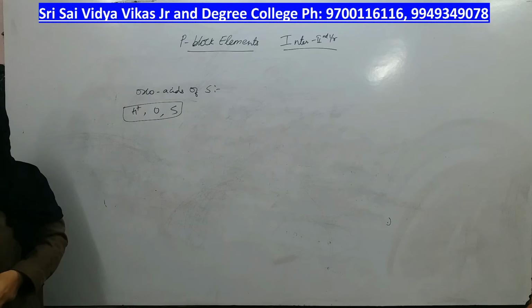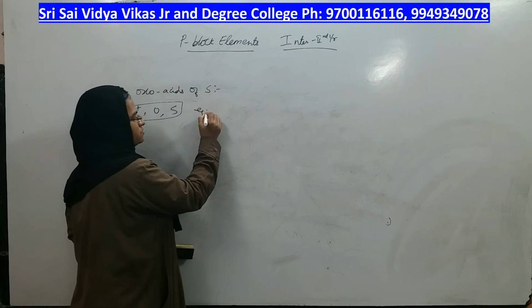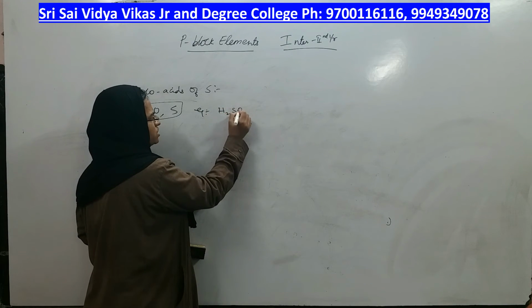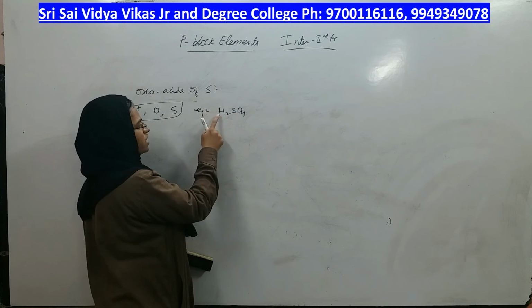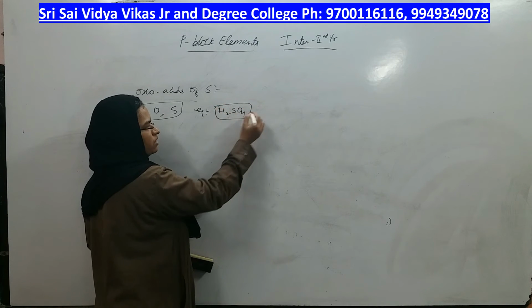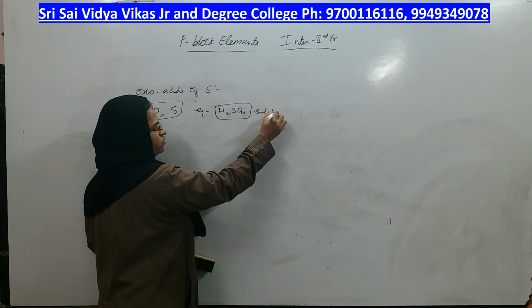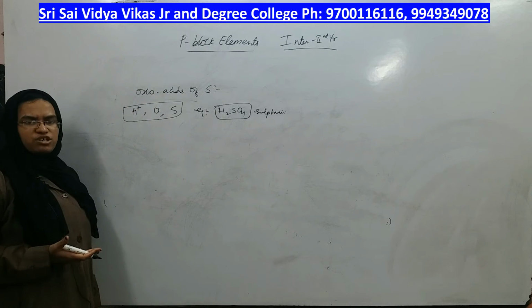You know one acid which is famous. What is that? Sulfuric acid. What is the formula? H2SO4. Is it having oxo? Yes, oxygen is there. Is it having H plus? Yes. Sulfur is present? Yes. This is only one example. What is the name? Sulfuric acid. But there are many oxoacids of sulfur.